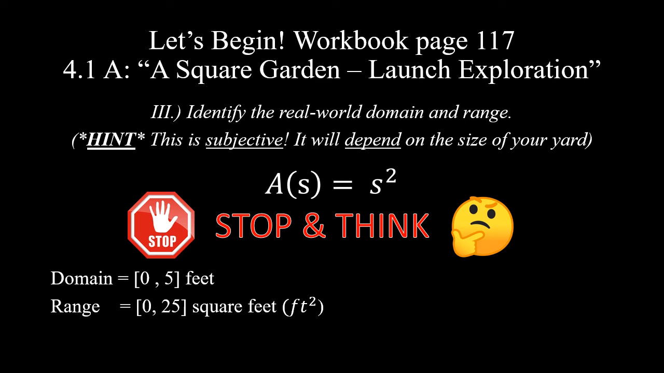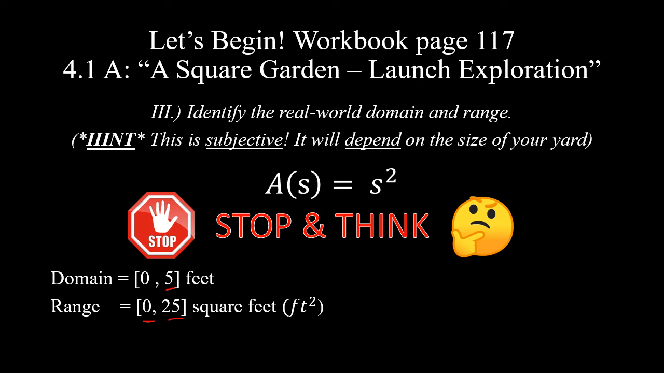Remember, your domain is your input. So for us, that's our side length, right? And our range is our output, okay, our area. And how do we calculate the area, right? Well, we take our side length and we square it. So 0 squared gives me 0, and 5 squared gives me 25, okay, which is where this number came from. So the area of my garden is going to be anywhere between 0 and 25 square feet, which is where my range is coming in.